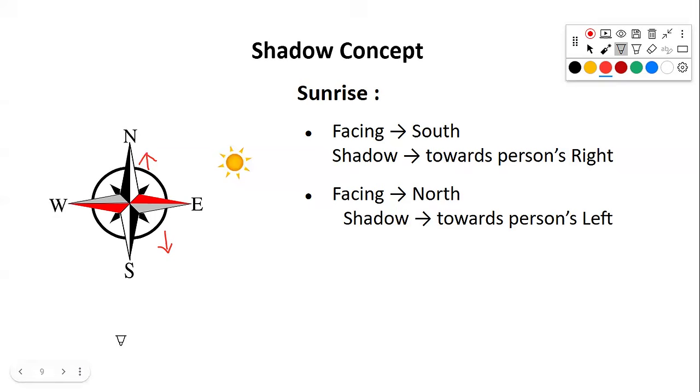Which side will the shadow be? Facing east: the sun is rising in the east and you are walking towards the sun. Obviously, think logically. Where will your shadow be now? Does anybody want to answer in the chat or unmute and tell me? The sun is rising in the east and you are walking towards the sun. Where will the shadow be?